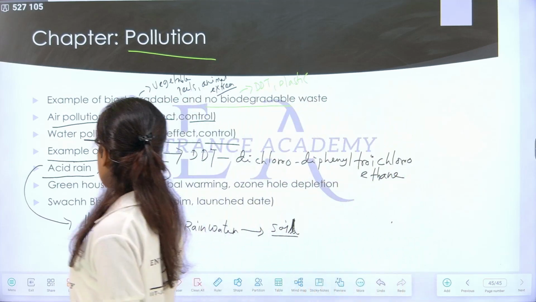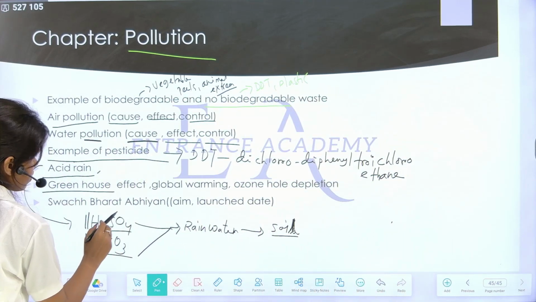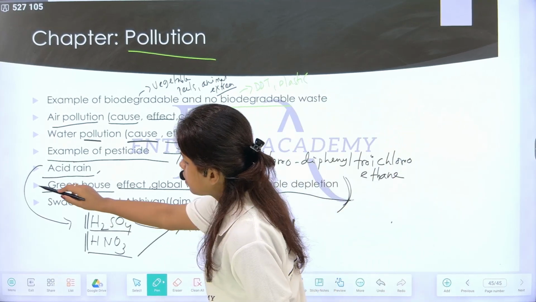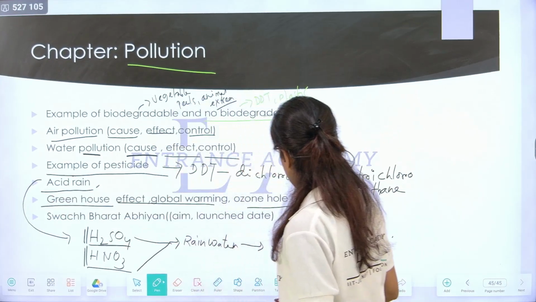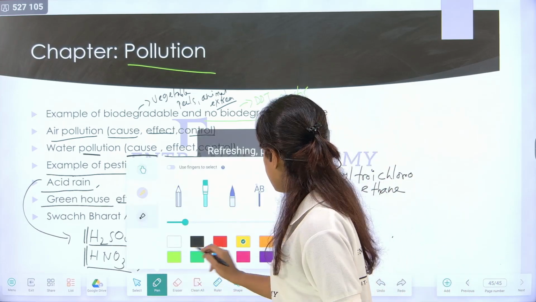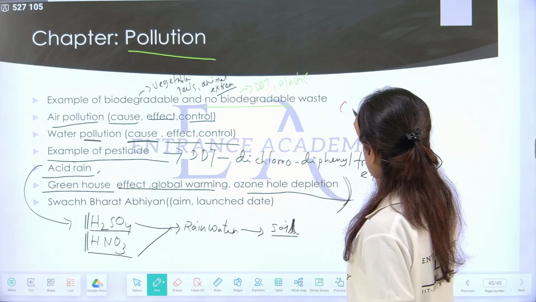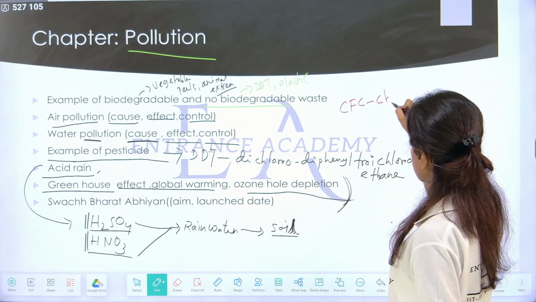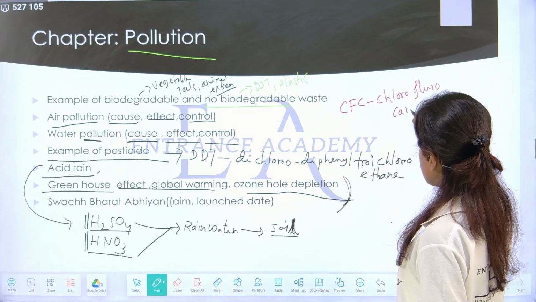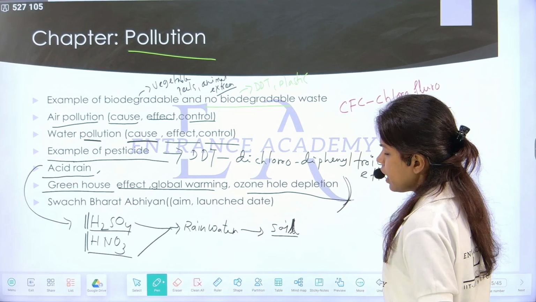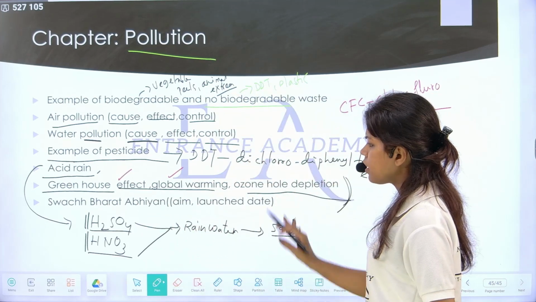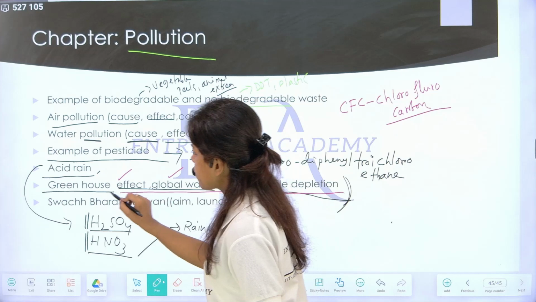Next, you can just go through once the greenhouse effect, global warming and ozone hole depletion. These are the general topics. One chemical which is released from the refrigerator is CFC, chlorofluorocarbon. It is emitted from the refrigerator and is responsible for the greenhouse effect or global warming. So these are the questions you can expect from this chapter.